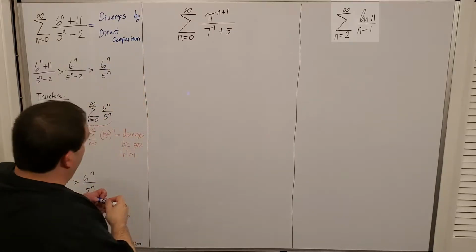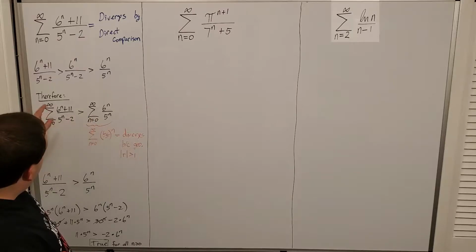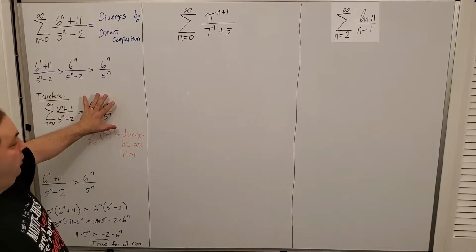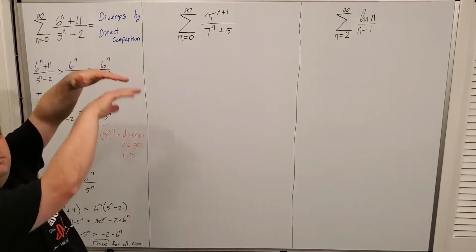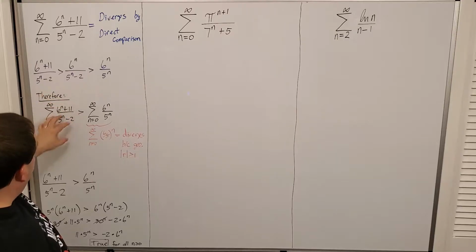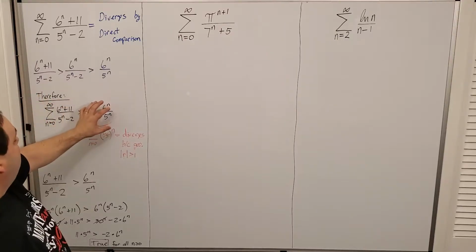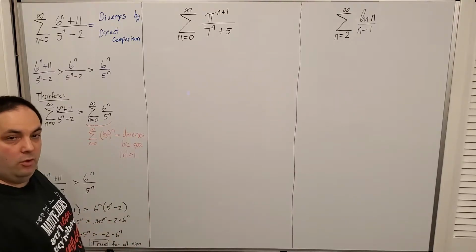Okay? This is one of those raise the floor elevator types, right? This one is greater than that one, but this one diverges, so it's going to keep forcing everything up to infinity. So therefore this one diverges by directly comparing to another series that also diverges.